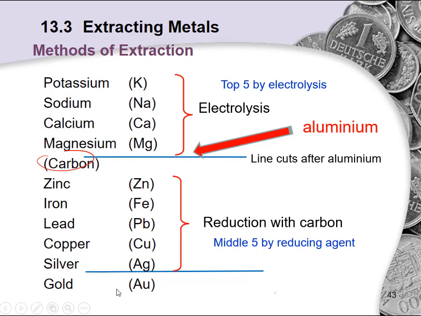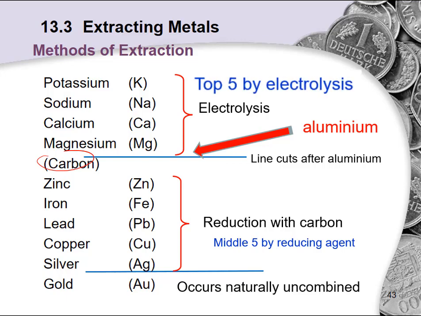How about gold? Gold occurs naturally uncombined. Because they're so unreactive, they don't easily combine with other elements to form compounds. Hence, you can obtain gold using physical methods. So the top 5 is by electrolysis: potassium, sodium, calcium, magnesium, and aluminium. Please remember. And the next will be by reducing agent, which is zinc, iron, lead, copper, and silver.